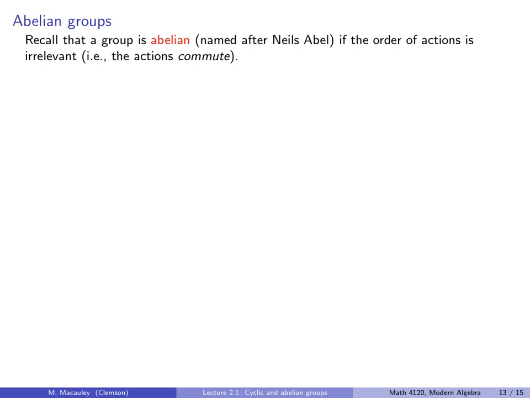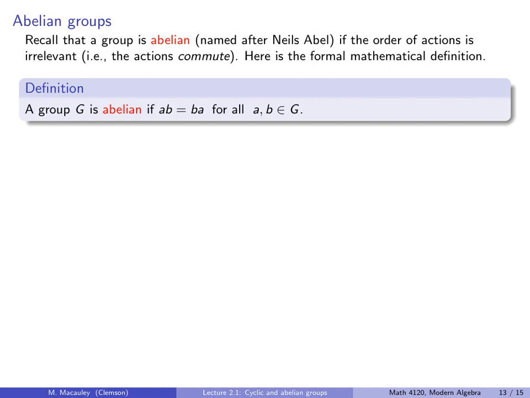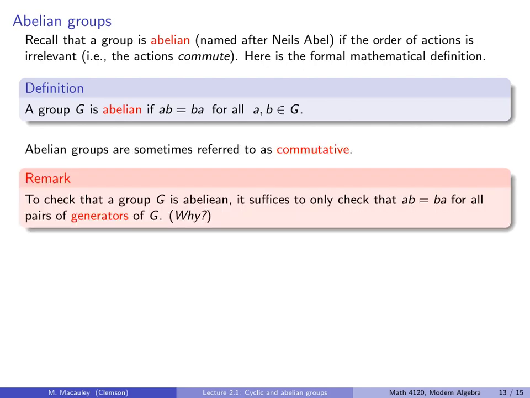Now, our second family of groups are the abelian groups. Recall that a group is abelian, something that is named after Niels Abel, if the order of actions is irrelevant. So we say the actions commute. Here's how to formalize this mathematically. A group is abelian if AB equals BA for all A and B in G. And here we are assuming that the operation is multiplicative, though that does not need to be the case.